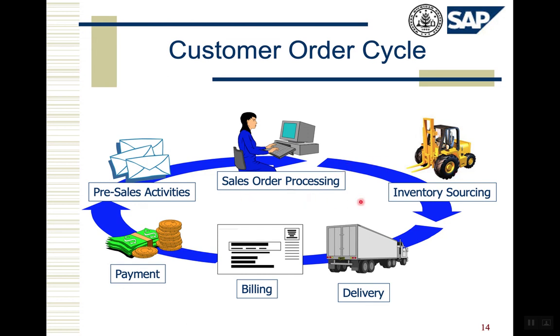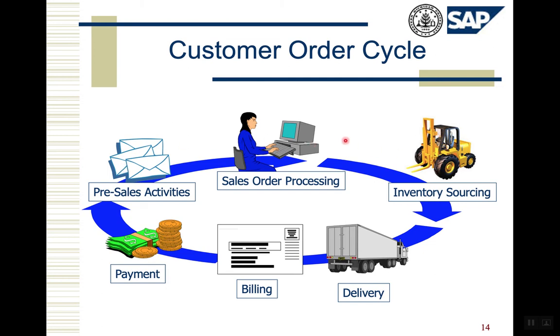Once the sales order is in the system, we figure out where we're going to source it from, where we are getting the material from. We then pack it up, ship it, and then simultaneously create a billing document, which is where the company gets the payment on the back end. All right, so this is a cycle.